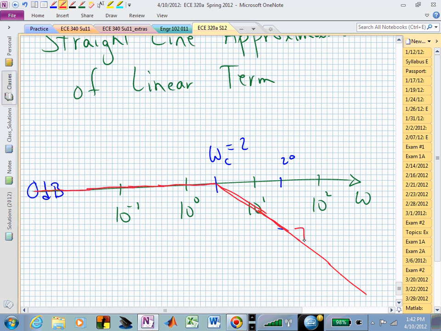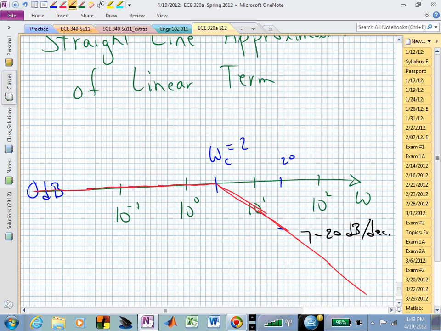What's the slope? I like to indicate that that's minus 20 dB per decade. And I found that by going over to 20, which was a decade bigger than 2, and going down to minus 20 and then connecting those 2 points. And now I have my straight line. And that is my low-pass filter with a cutoff frequency of 2.